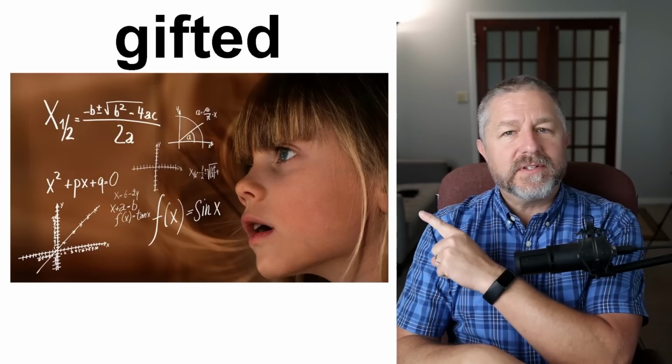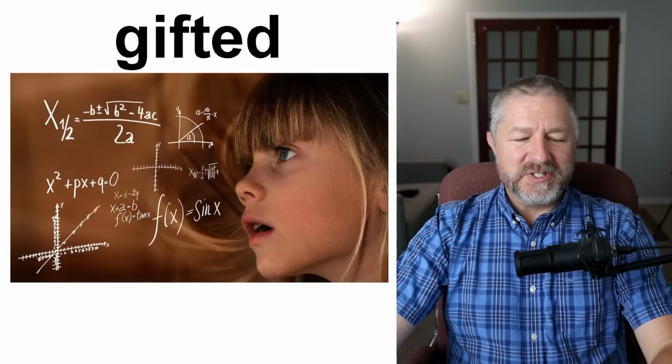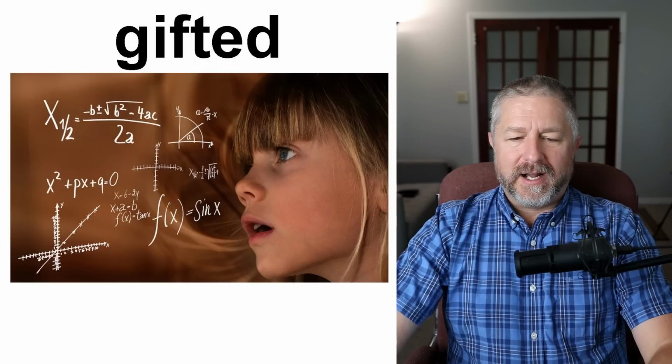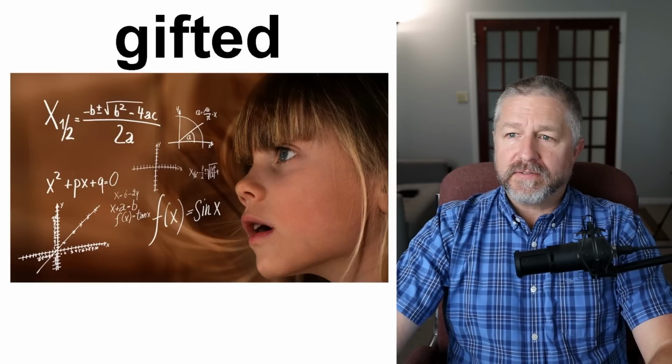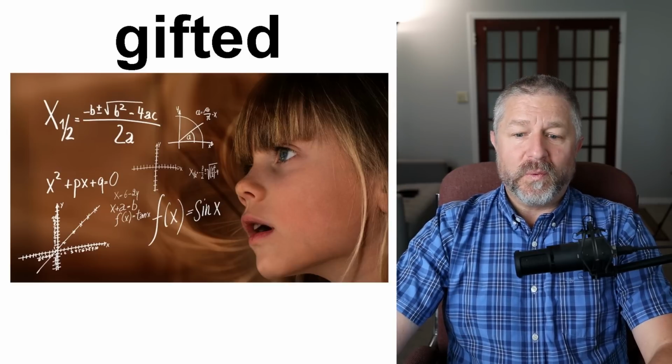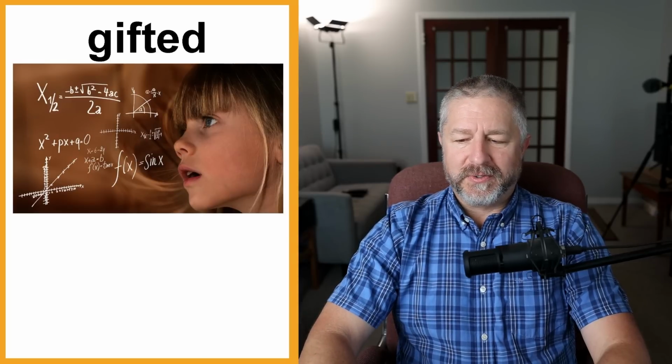I was not gifted in math. I could do math, but at a certain point, it was very, very challenging for me. But I had a friend who was very gifted. He could look at a math problem and solve it in his head most of the time, and I didn't even know where to start. So gifted, extremely intelligent, and creative.